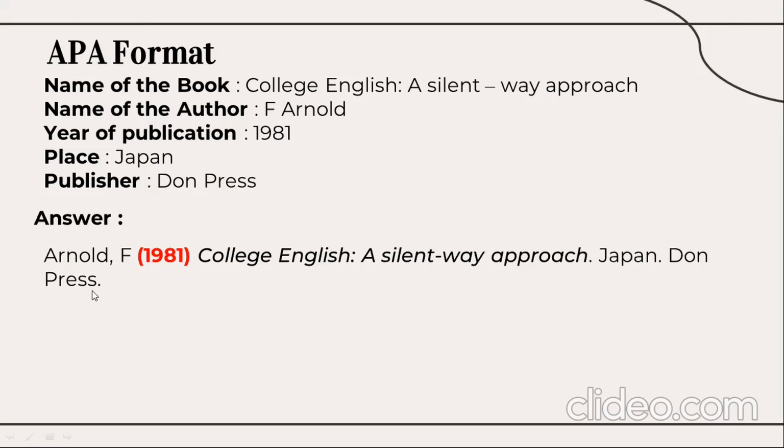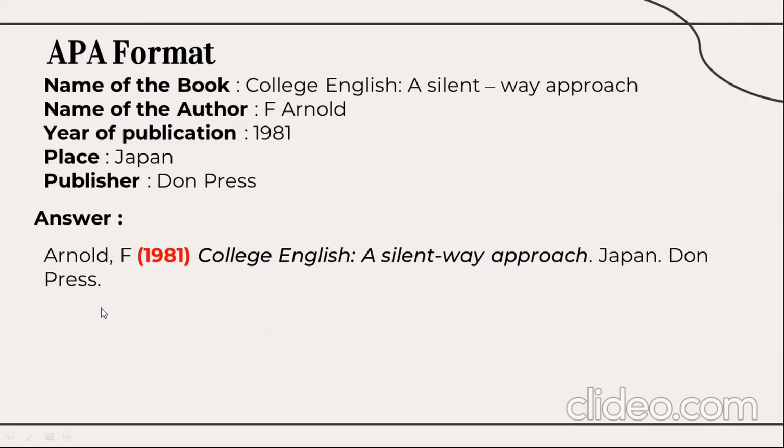So Arnold F, obviously the last name first and the first name afterwards. Arnold F, 1981, that's the year of publication. Please put a full stop here also. Then the College English Silent Way Approach. It's not in the inverted comma, it's in italics. The name of the book, place of publication Japan, and who is the publisher?